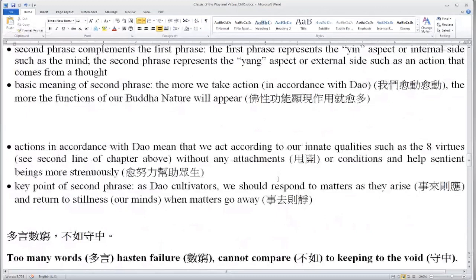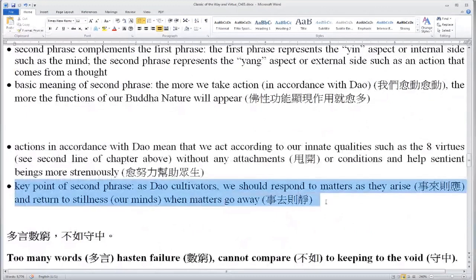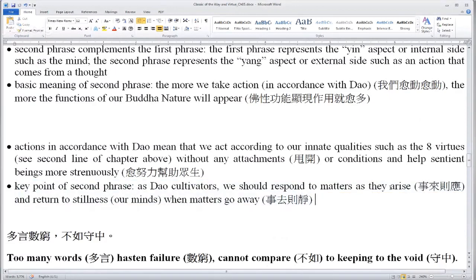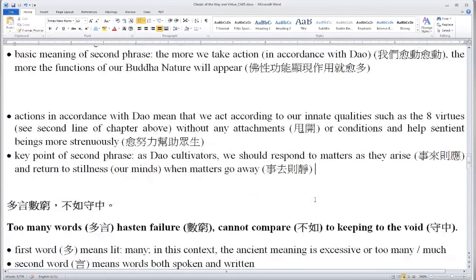So the key point of the second phrase is this: as cultivators, we should respond to matters as they arise, 事来则应, and return our mind to stillness when matters go away, 事去则静. Because that's what being in the moment is. That describes how we function when we're in the moment.